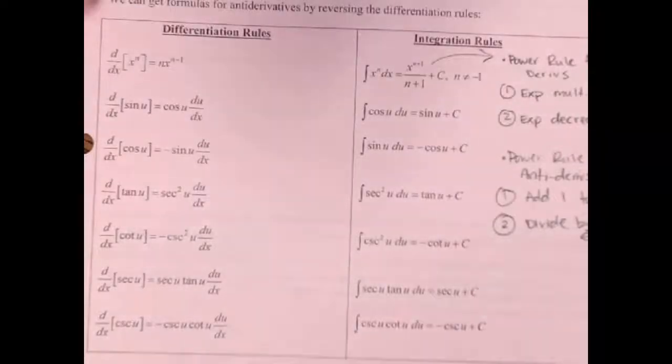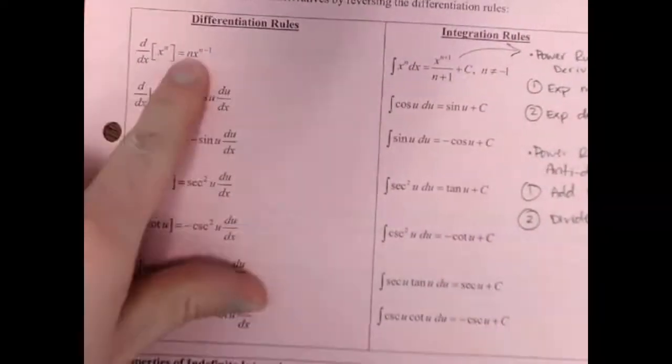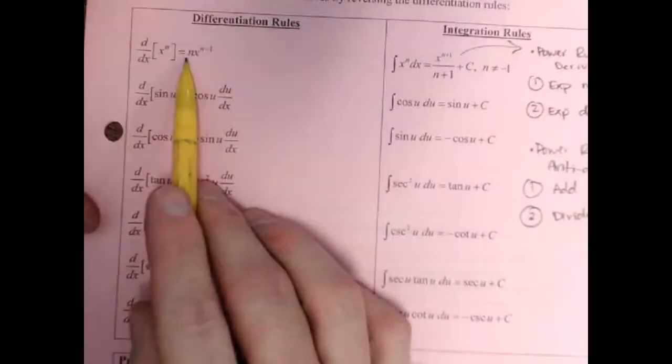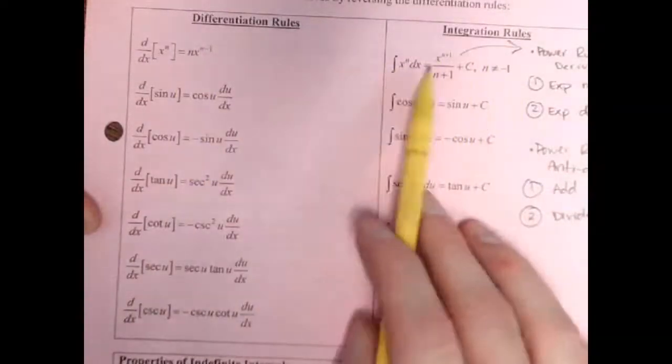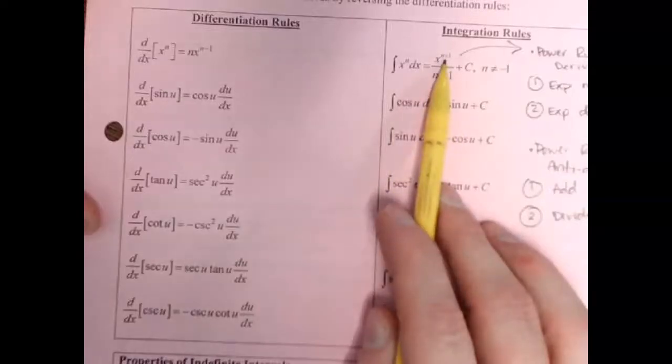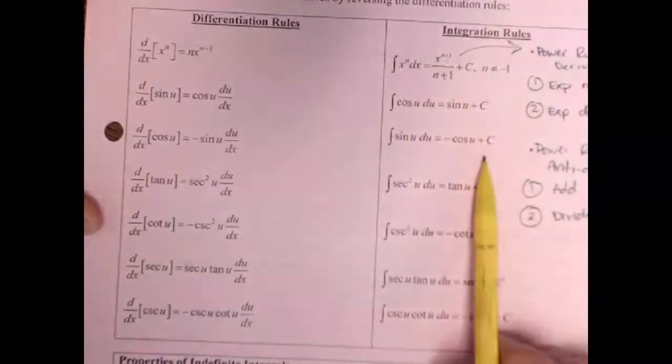It has the derivative rule on the left, and it has the corresponding integration rule on the right. There's your power rule. Remember, exponent multiplies to the front, decreases by 1. So then here's how mathematically you could write it out. If you want to integrate with respect to x, you add 1 to the exponent, then you divide by the new number. Of course, always, always, always put your plus c.